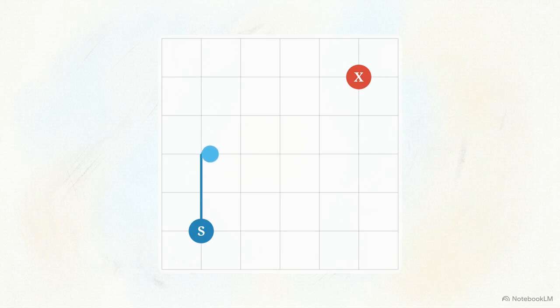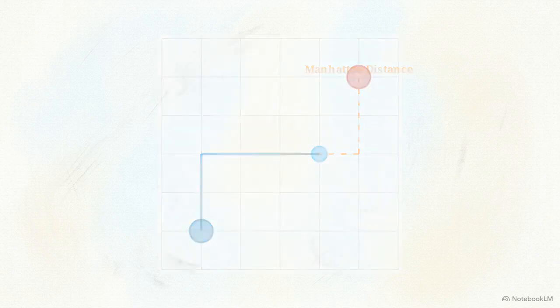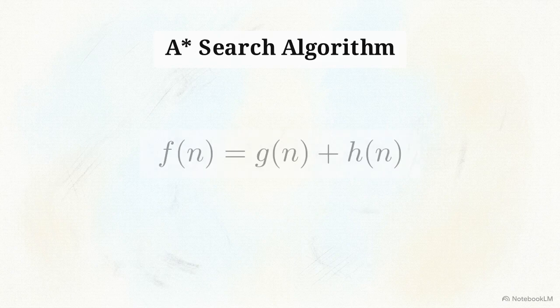This logic injects problem-specific heuristics into the algorithm, like estimating the Manhattan distance to a target. This allows the AI to prioritize nodes that move geographically closer to the goal and ignore paths that move further away. This approach culminates in the A-star search algorithm.